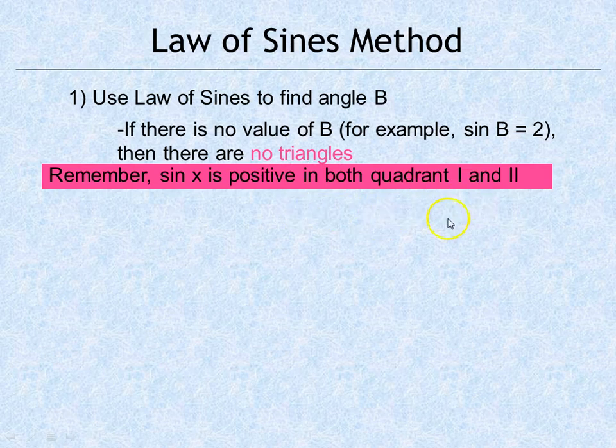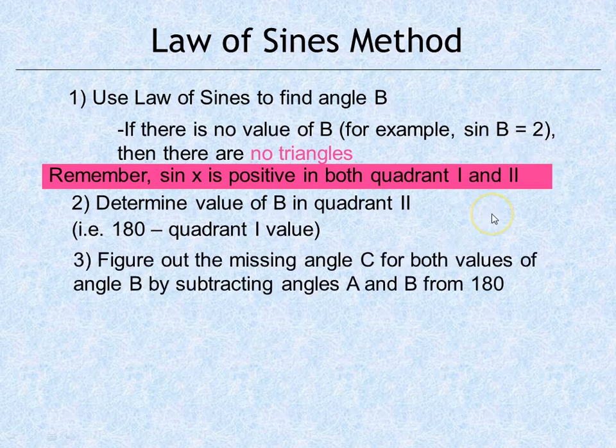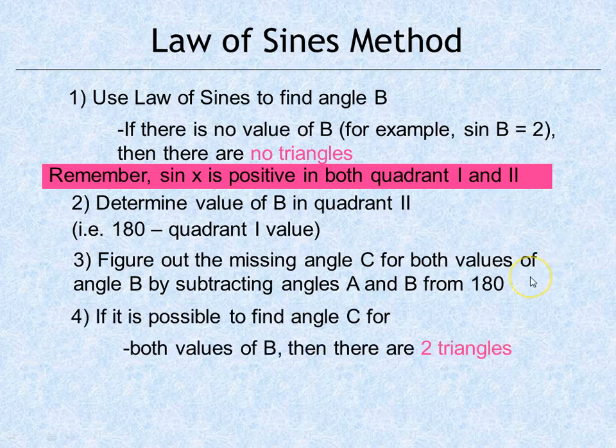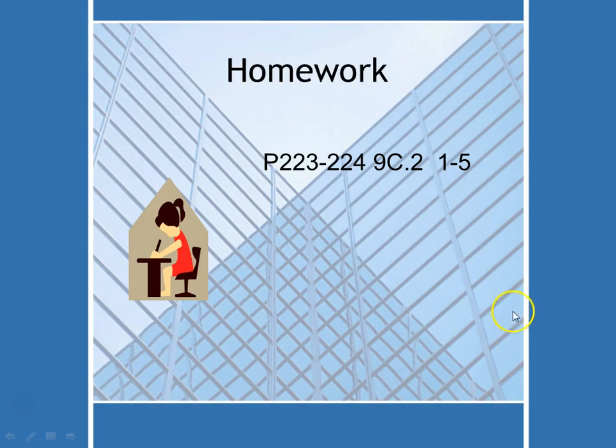However, sine is positive in both quadrants 1 and 2. So if you get inverse sine and you get 30 degrees, you need to also find what it would be in quadrant 2. So 180 minus 30, so 150. Then you have to figure out the missing angle, whatever angle you don't know, for both quadrants. If it comes out that it won't work in quadrant 2, then you'll have only 1 triangle. If it works and you can find the third angle, then there's going to be 2 triangles, and you have to find them all. That is your homework.